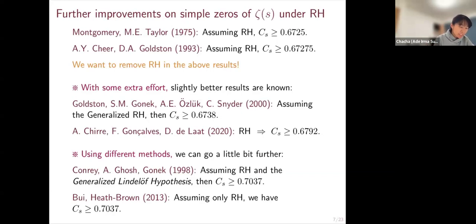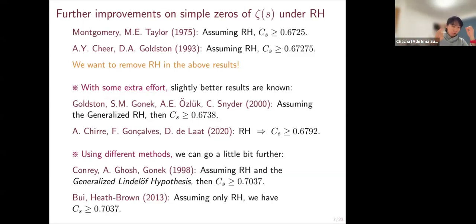And Cheer and Goldston a little bit later showed that you can improve this further, but probably this is the most optimal number you can get using this method. So you still cannot go beyond 68%, but I don't think we can do that with this method. But if we do some extra effort, so what I mean by extra effort is that you still stick to Montgomery's idea, but you don't only use that idea, you combine that, if I remember correctly, with additional information on the distribution of primes.